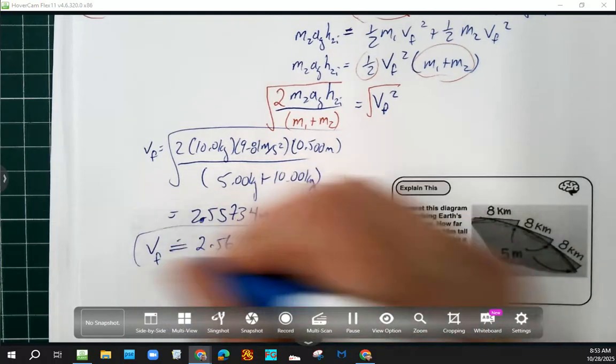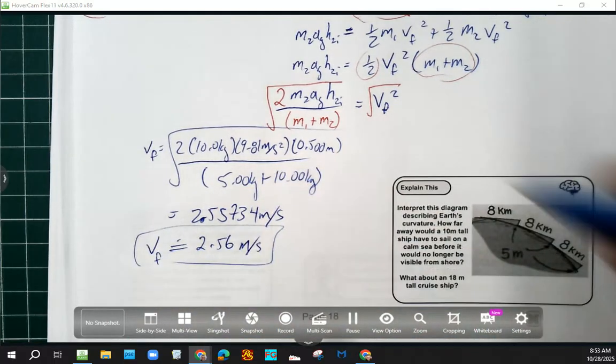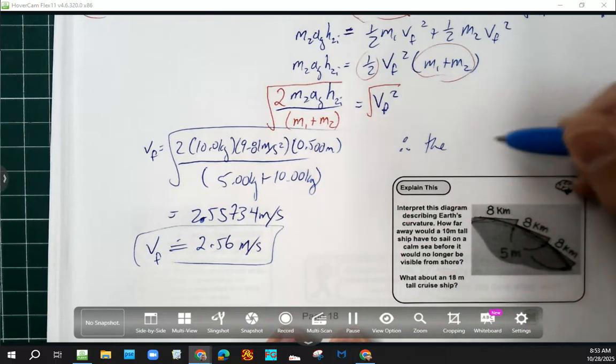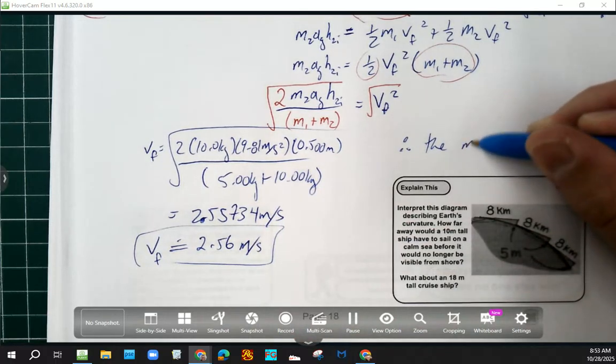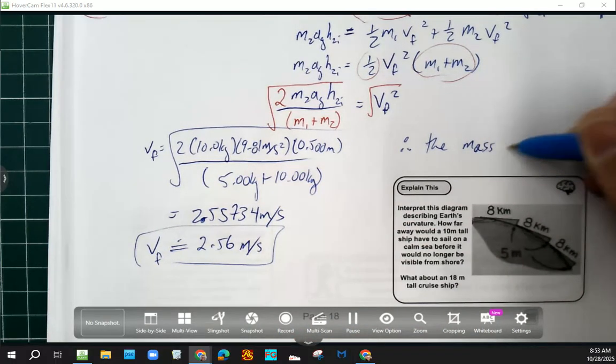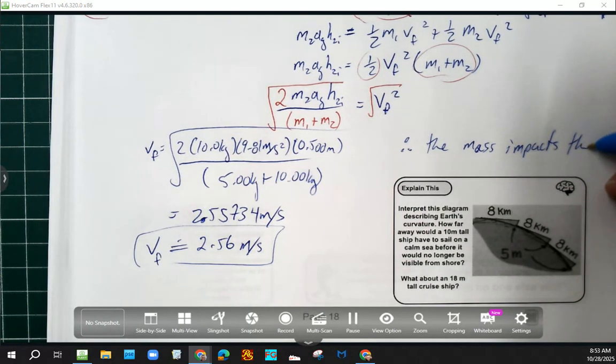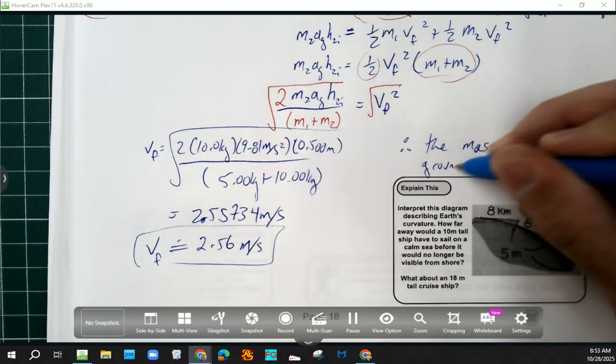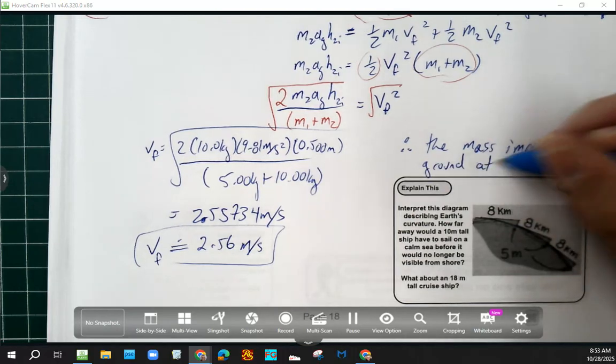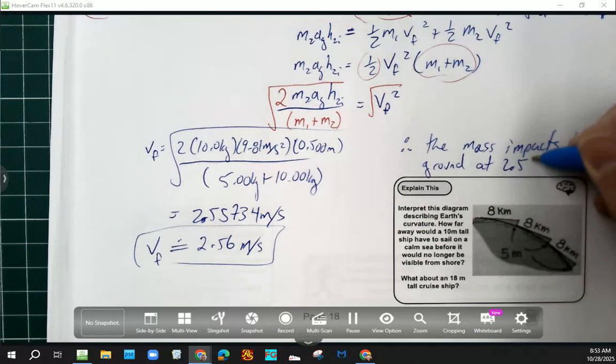And of course, we could write a nice little therefore statement. Therefore, the mass 2 impacts the ground at 2.56 meters per second.